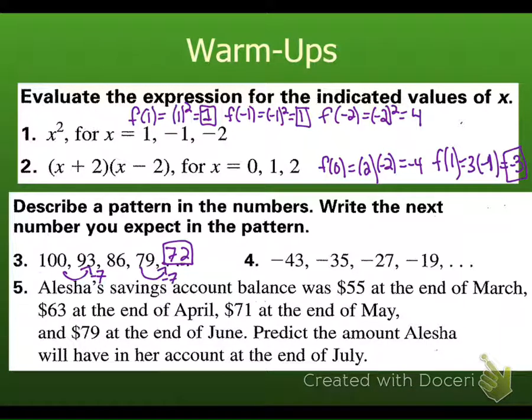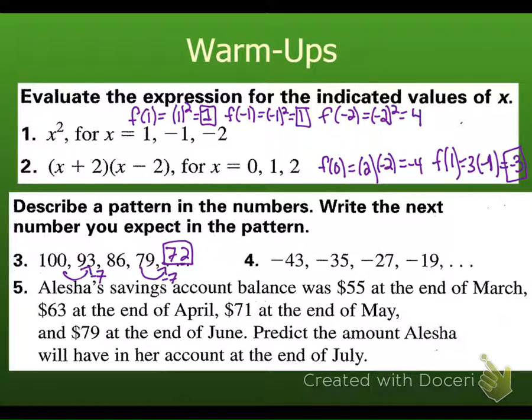The next one I feel like has an element of being a little trickier. So you see you started at negative 43. Now you went to negative 35. And then you're at negative 27. And then you're at negative 19. Are these numbers getting bigger or smaller? They're getting bigger, right? So you're adding a positive number.